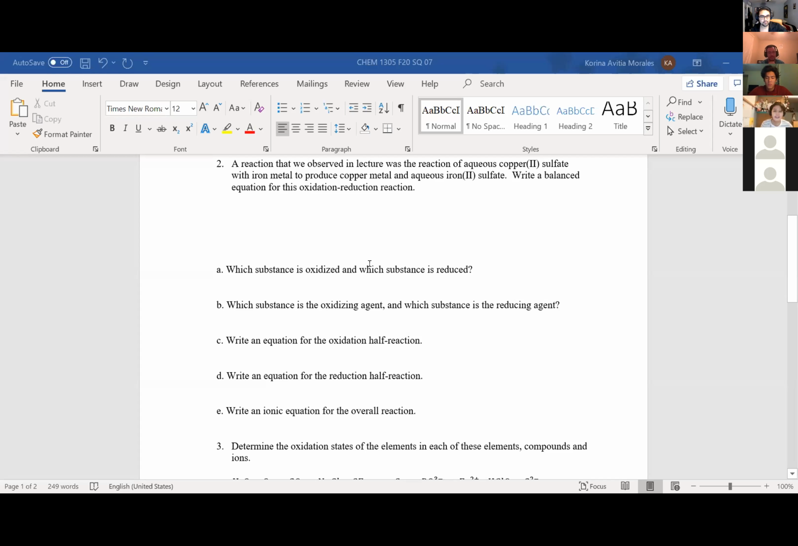Okay, so it says, a reaction that we observed in lecture was the reaction of aqueous copper 2 sulfate with iron metal to produce copper metal and aqueous iron 2 sulfate. Write a balanced equation for this oxidation reduction reaction. All right, guys, so what's the first thing that we need to do? Write the formulas, I guess. The formula is the equation, right? So what's the formula?